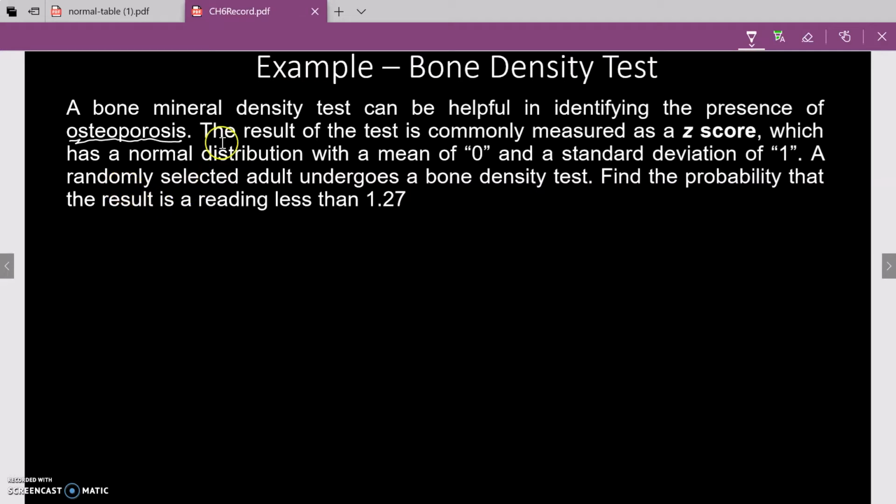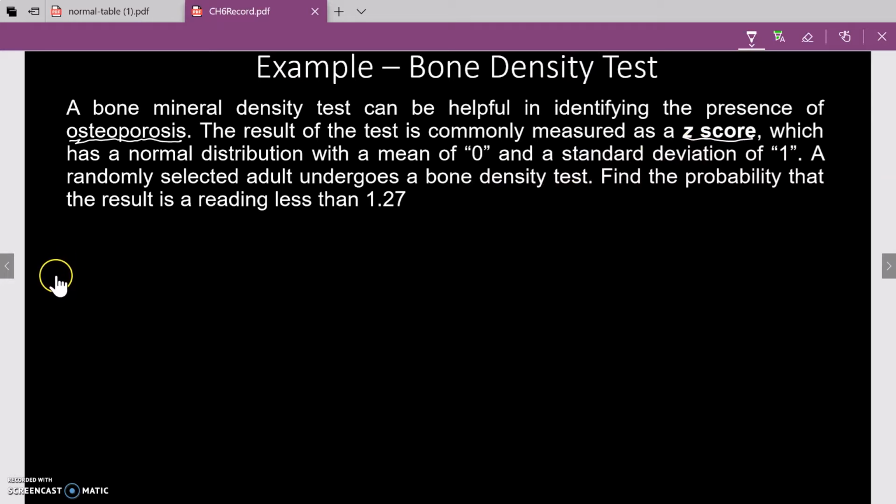When you go for the test, the result is given to you as a z-score. So there is an application. And this has a normal distribution with a mean of 0 and a standard deviation of 1. So we start from here. We are going to attack this problem in a step-by-step manner. Let's see the first step. What is the first step?